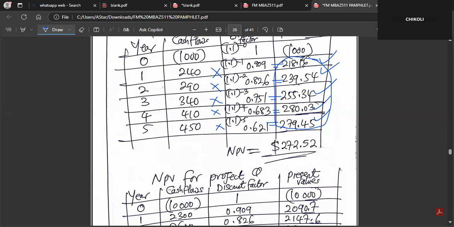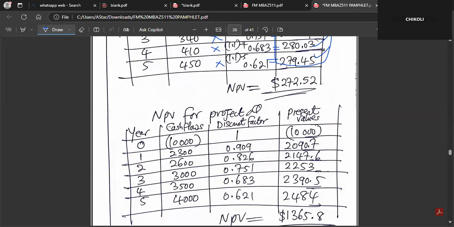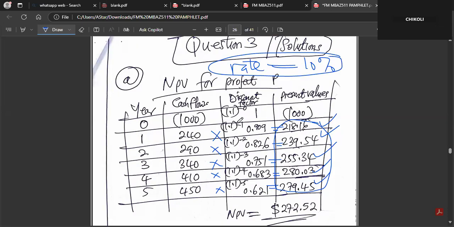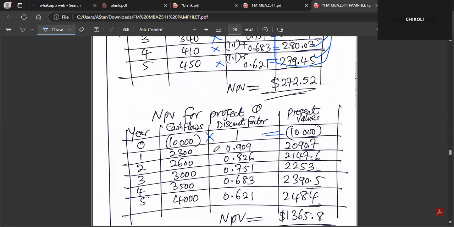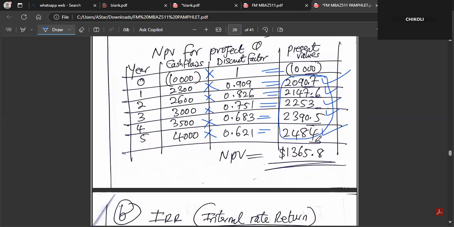Yes. Okay, fine. Then getting down to project Q, you do the same, using the same rate. Any number raised to the power 0 is 1. So we multiply this one by this to get the last one, and we do the same for each of the others. So you add all these present values, minus how much we invested. So it's giving us 1,365.8. So meaning you go for the higher NPV in this case.